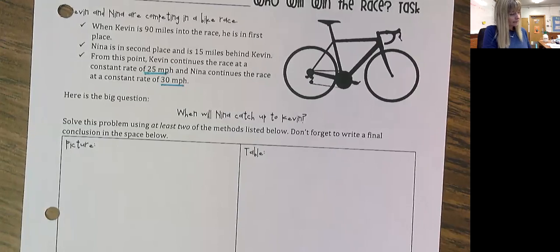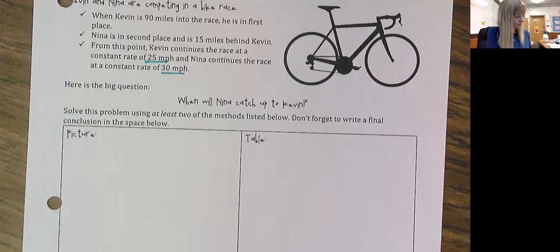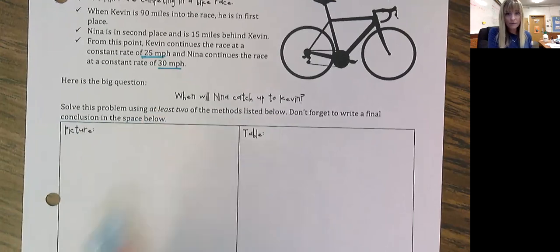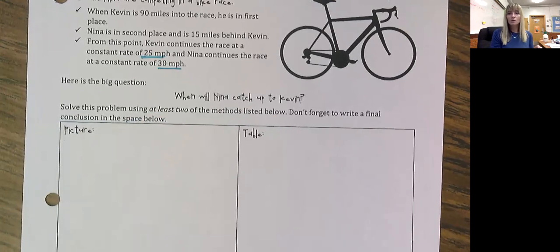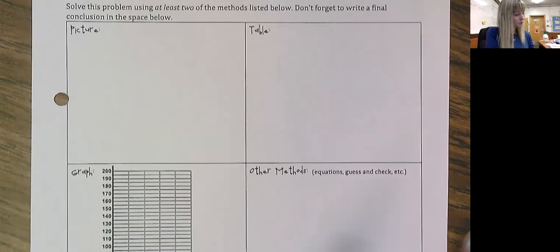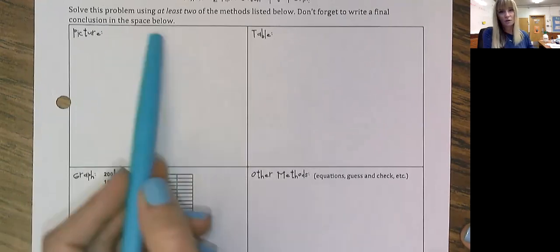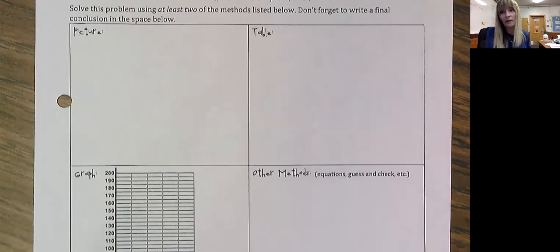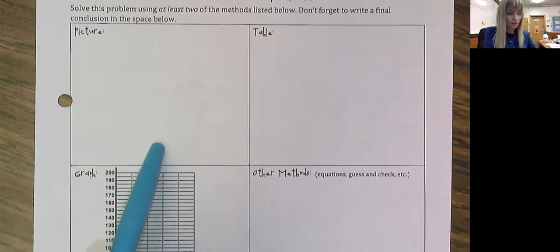So let's take a look at what we have on the rest of this paper. It says, solve this problem using at least 2 of the methods listed below. Don't forget to write a final conclusion in the space below. We'll get to that conclusion eventually at the conclusion of this video. First, let's look at the options we have here. Your first option is you can draw some kind of picture to help you solve this. That picture could include number lines, bar graphs, whatever you think would make sense to you and help you. So that's one option. You could draw a picture.